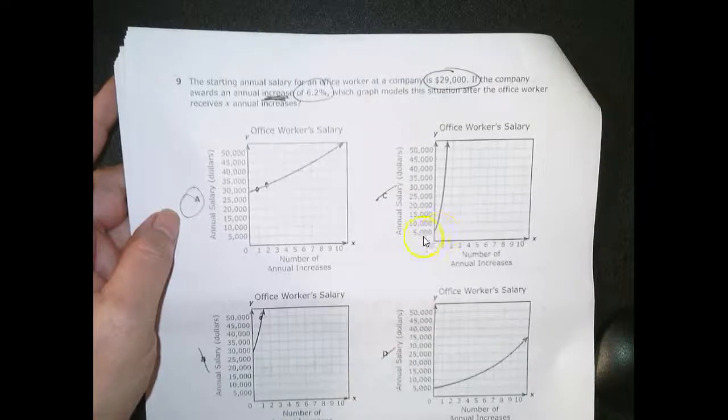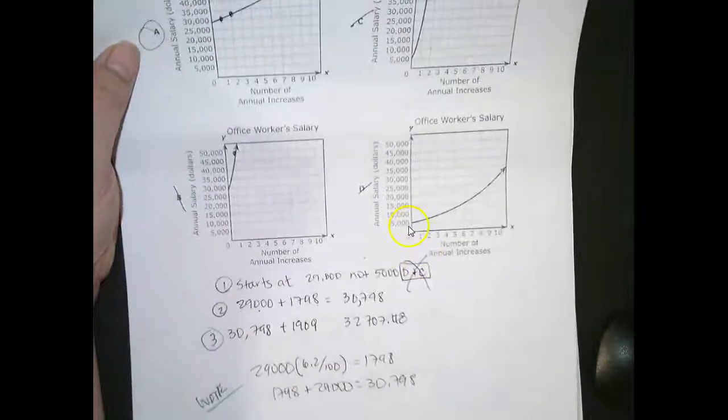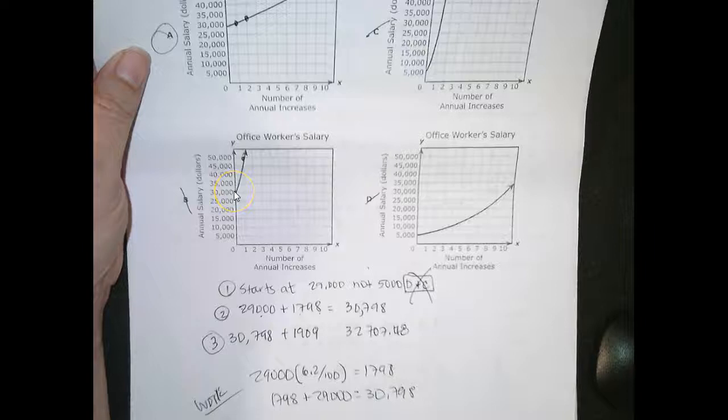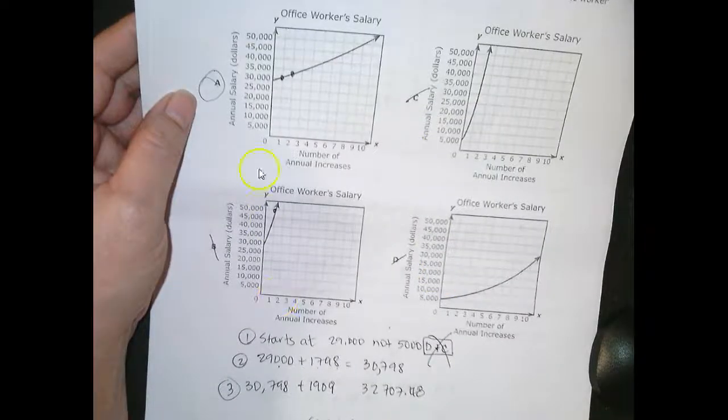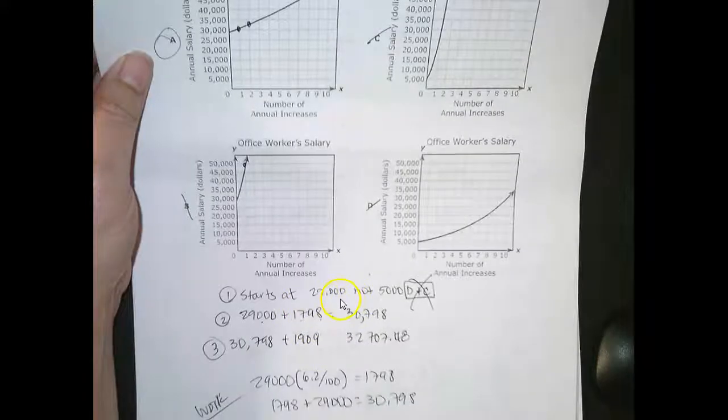That's like 5. Now, if you want that paycheck, I'm confident they'll give you that one. This one says you're starting at 5. That's a great paycheck. And this one says you're starting at just under 30,000. So I'm going to tell you, C and D are out and A and B are in at this point. So right here, look at my notes. Starts at 29,000, not 5,000. D and C are out.